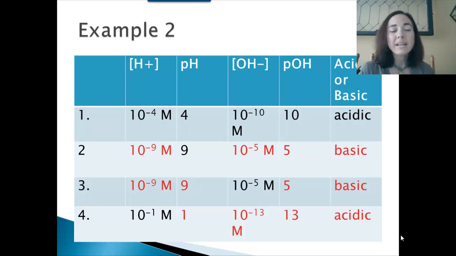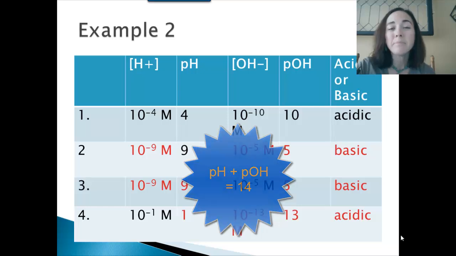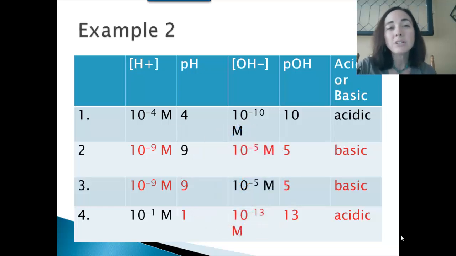Now here's the last chart. The first row of the table is given to you. They give you the pH is 4, so you know the hydrogen ion concentration, or hydronium, is 1 times 10 to the negative 4 molar. Remember that the pH is the exponent in the concentration. The pOH is 10, because pH and pOH have to add up to 14 every time. So if the pOH is 10, the hydroxide ion concentration is 1 times 10 to the negative 10th. And then because the pH is 4, this is an acidic solution.